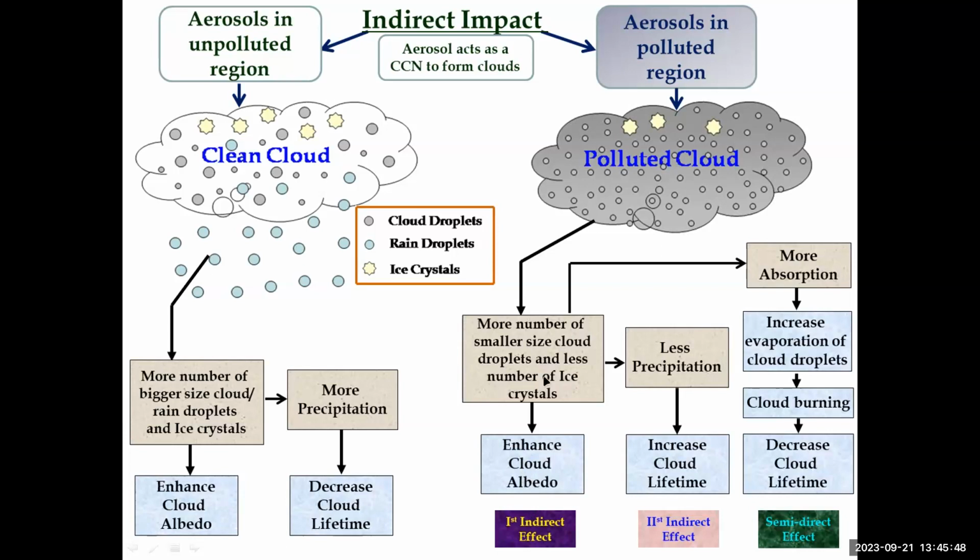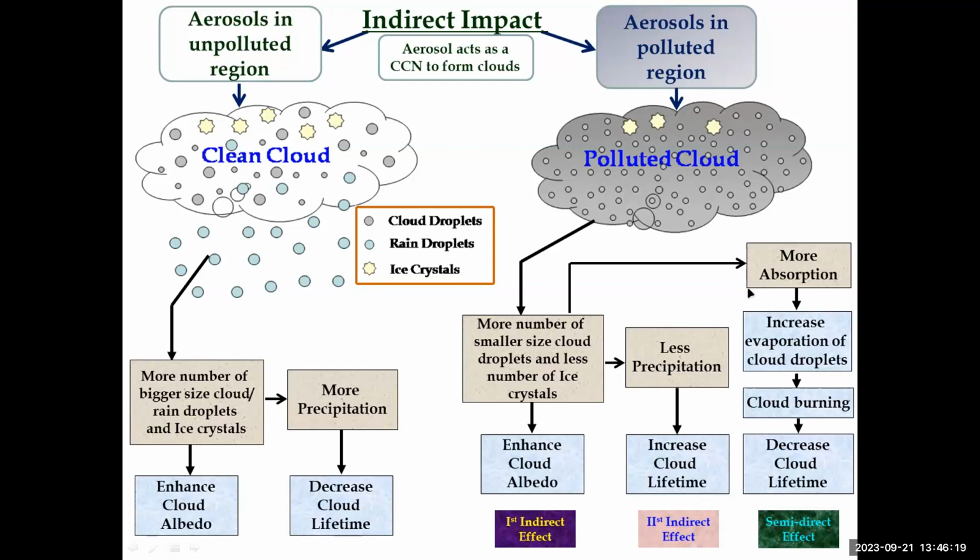The large number of smaller droplets will increase the cloud albedo. It is called the first indirect effect. And because of their smaller size, it will precipitate less, because the cloud droplets come to the earth surface due to gravity. So because of their smaller size, it will precipitate less, and less precipitation will increase the lifetime of the cloud. This is known as the second indirect impact.